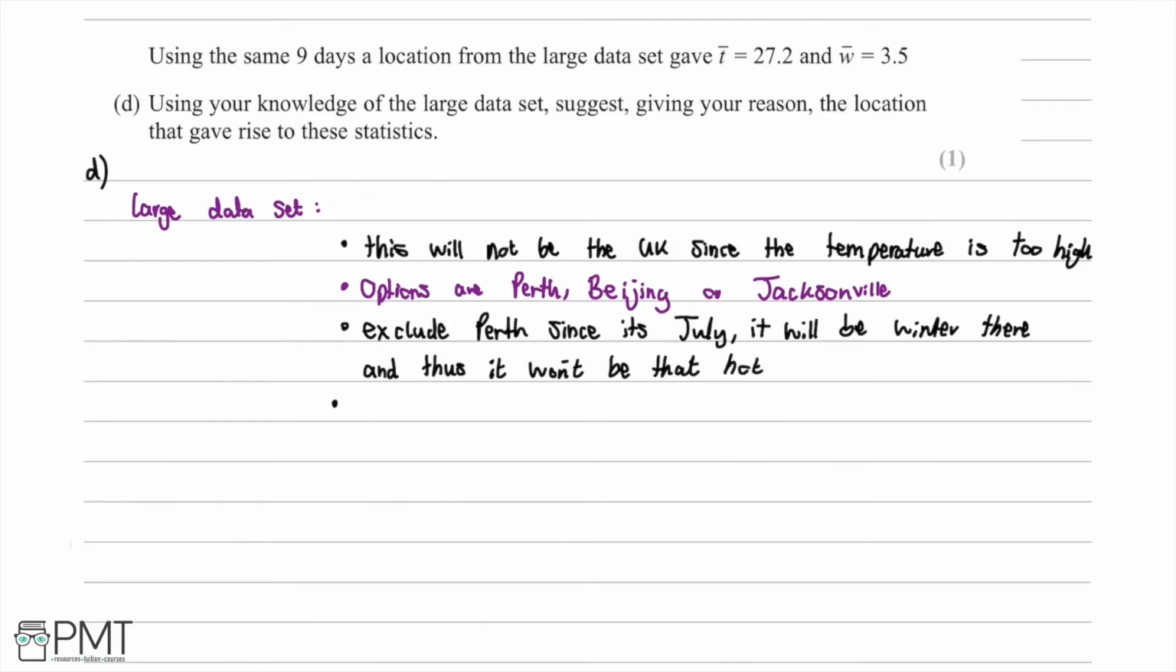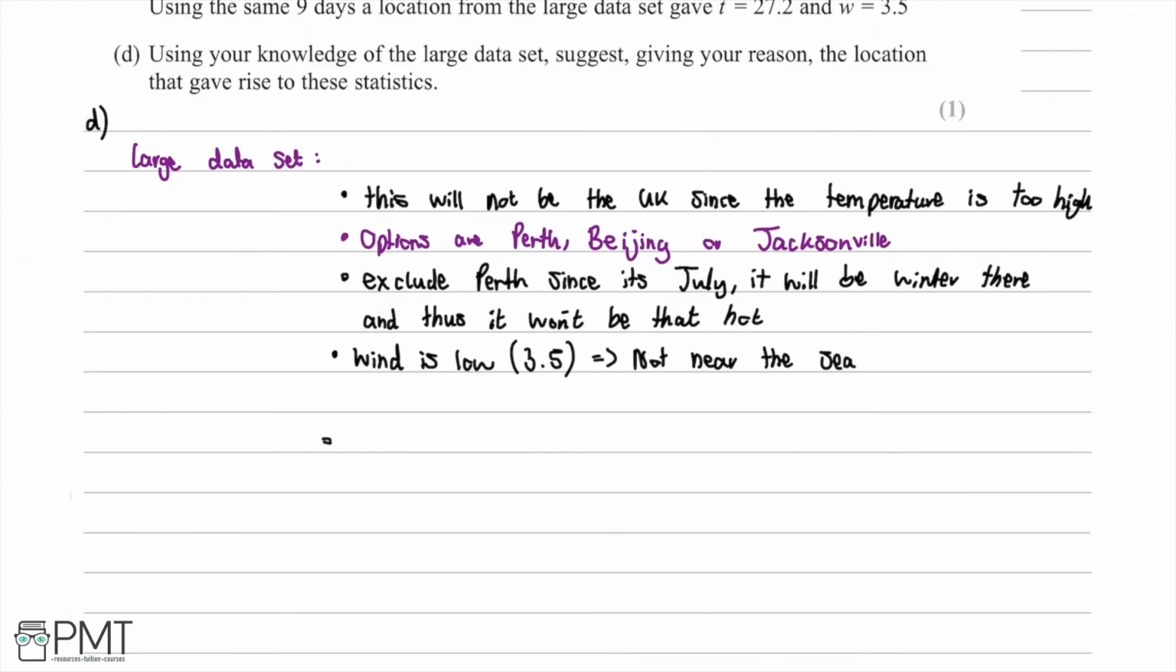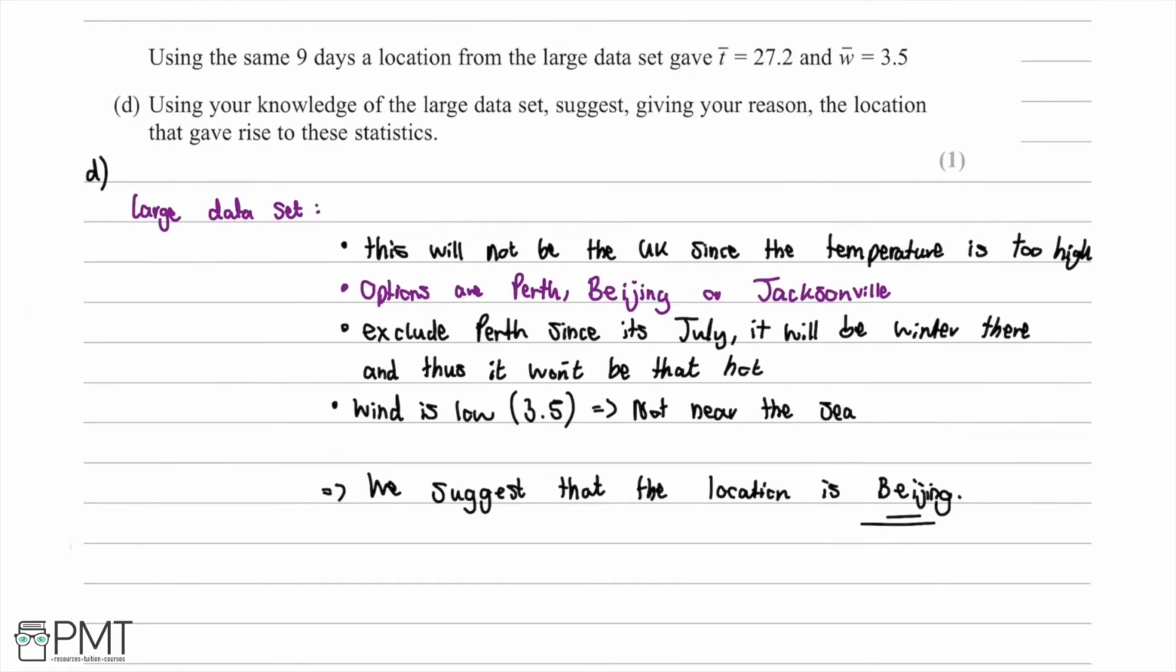And then we know that we have low wind, and we know that the value of 3.5 is low. We know that Jacksonville is next to the sea, and Beijing is not. So the fact that the wind is low implies that it is not near the sea. Hence, we know that Beijing is very much inland. So therefore, we suggest that the location is Beijing. In this question, there was 1 mark available, and we received this 1 mark when we suggested that the location that would give rise to these statistics was Beijing.